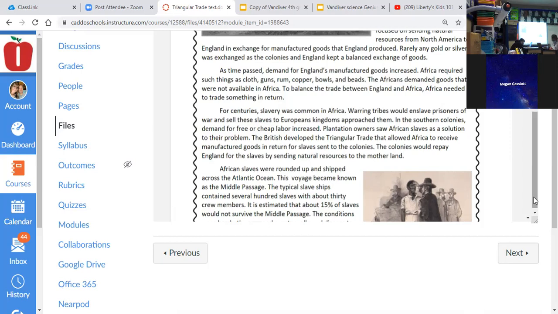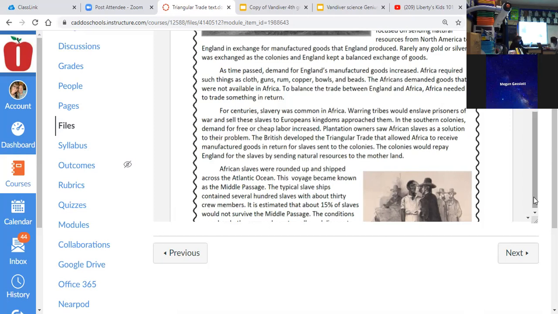Okay, so Africa was wanting manufactured goods, but they needed Africa to send something in return. For centuries, slavery was common in Africa. Warring tribes would enslave prisoners of war and sell these slaves to European kingdoms that approached them.